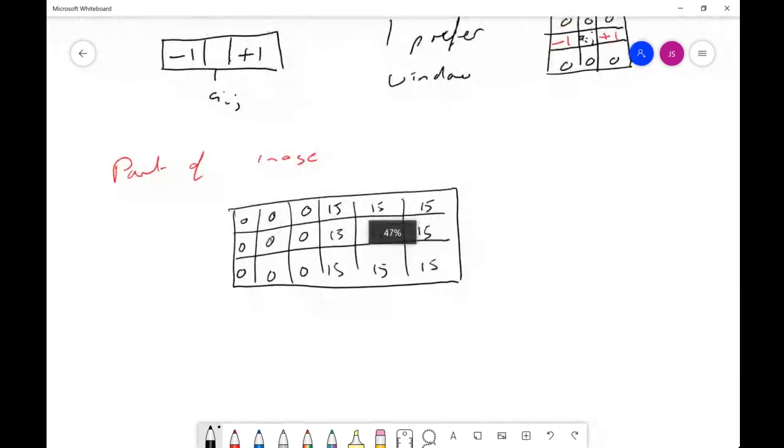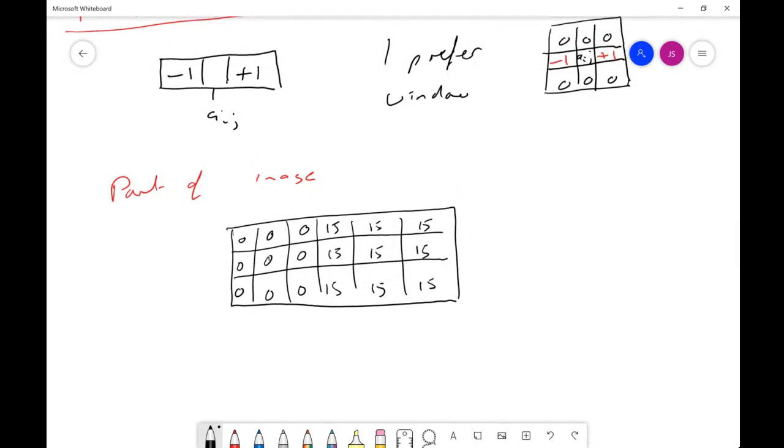Now, if I take my window and scan the window across the image, so this is going to be my window. There's the first position. That is going to produce an output pixel. It will only be looking at these two cells, the minus and the plus. Of course, it's all 0, so the output would be 0. So the pixel there would be 0.